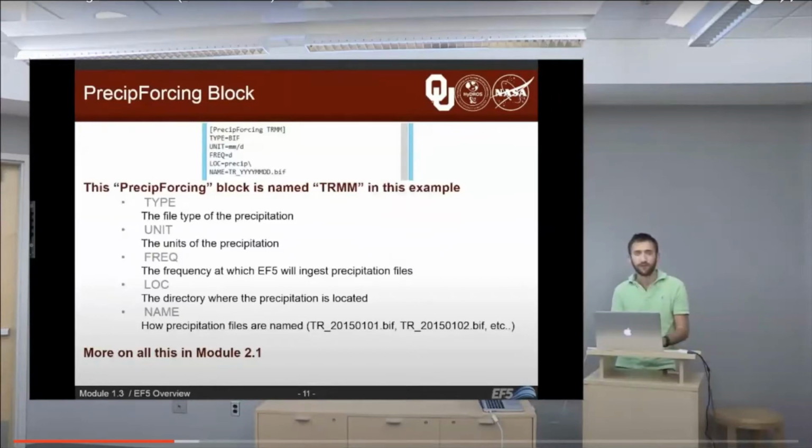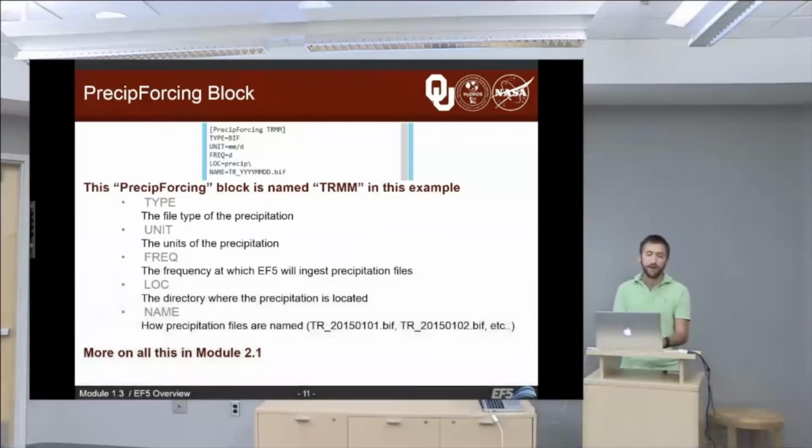Tenemos el bloque de prep forcing, que se llama TRMM en este ejemplo. El tipo hace referencia al tipo de archivo de la precipitación usado por el modelo. So you have the type of file, and the units that the precipitation is stored in. Frequency is an important one. That tells EF5 how frequently a new grid is available. In this case, we have a D for day. That means there's one grid per day.